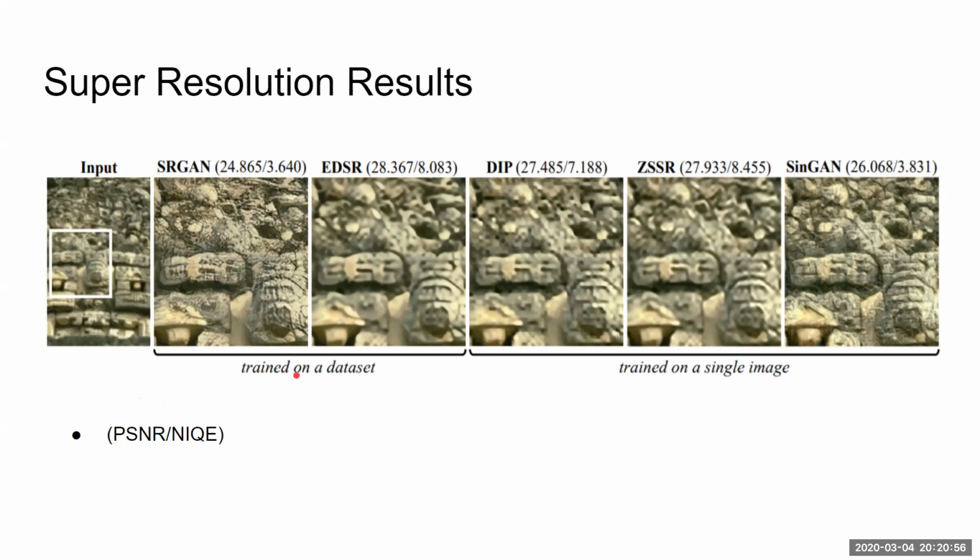As you can clearly see, SinGAN has 3.831. So that is a really good improvement over ZSSR and DIP, and it is on par with SRGAN. The only catch is that SRGANs are trained on a lot of data. Training with a single image yields a significant improvement from SinGAN's point of view. So that's a really good thing. The results are really promising.